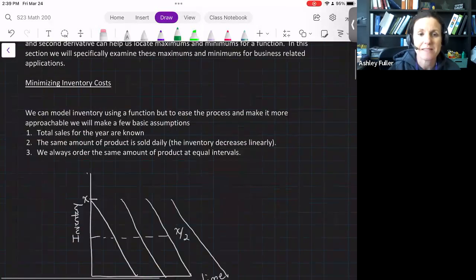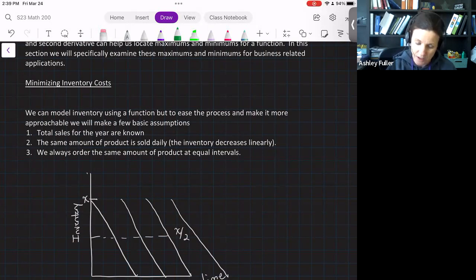One of the things we're going to look at is minimizing inventory cost. The inventory is the product that you have. And so when we model inventory using a function, we want to ease the process a little bit. To do this, we're going to make it more approachable by making a few assumptions. We're going to assume that we know how much we're going to sell for the year. We're also going to assume that we sell the same amount every day.